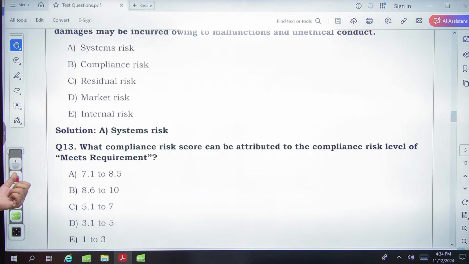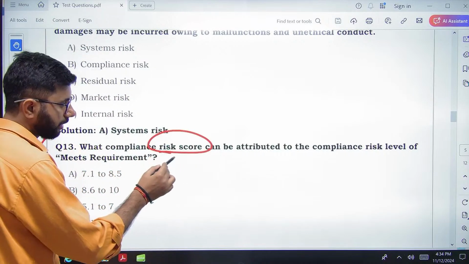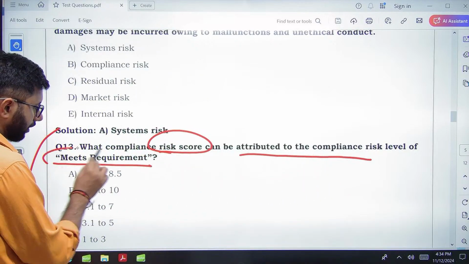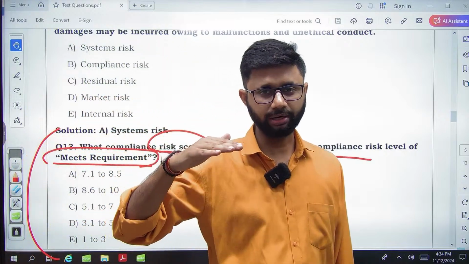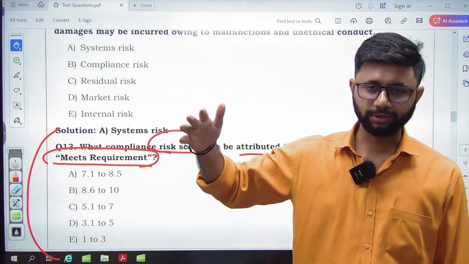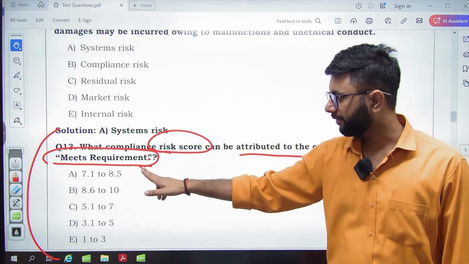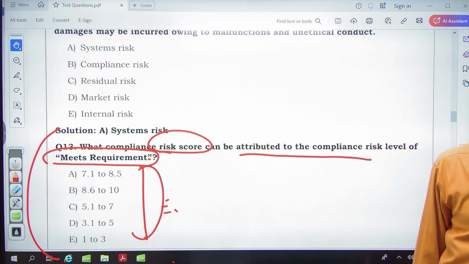Next question, a very important question. What compliance risk score can be attributed to compliance risk level of meets requirement? You know, there are different types of compliance risk score. We have meet requirement, it requires further improvement. All those levels are there. So meet requirement level ka compliance score is what? What do you think is the correct answer?